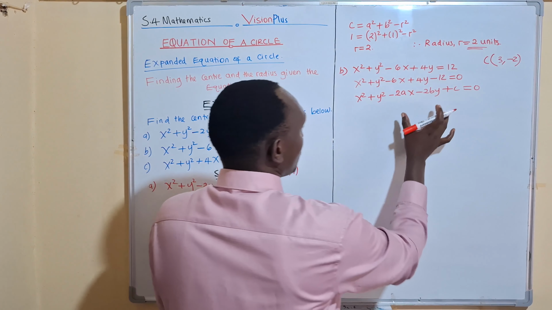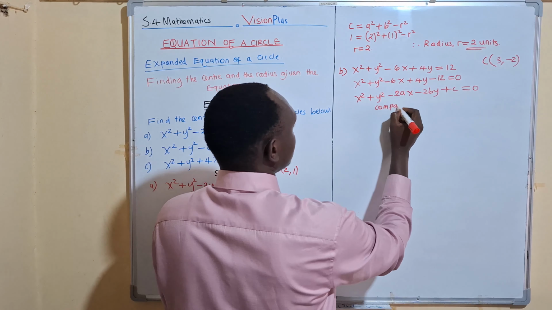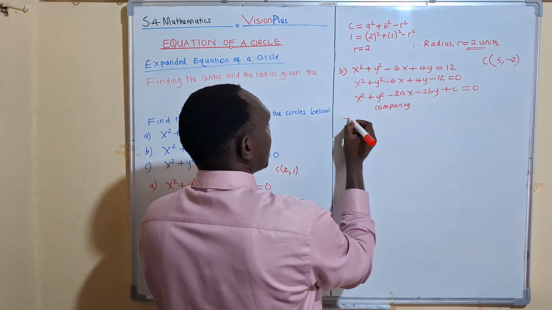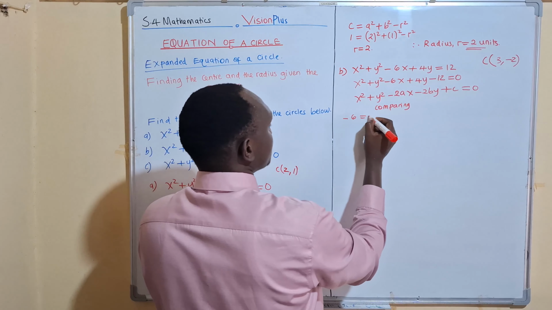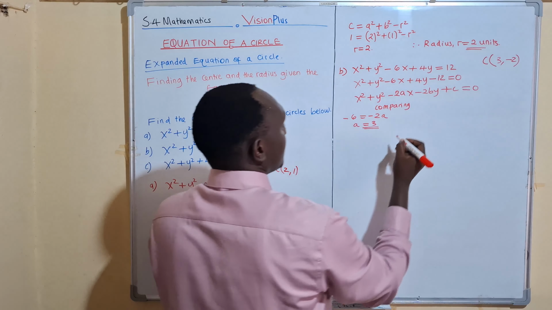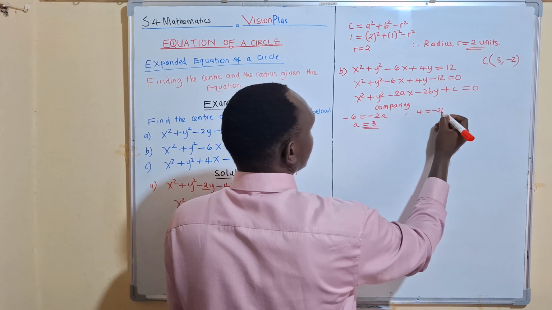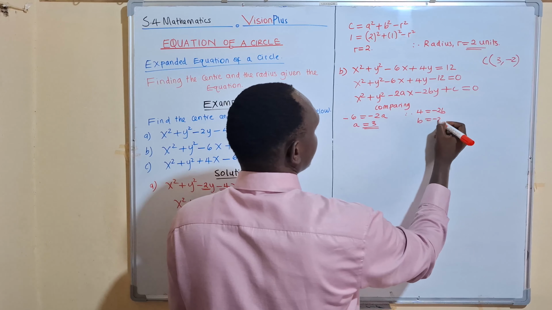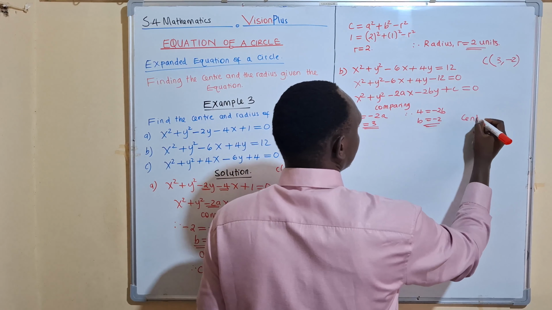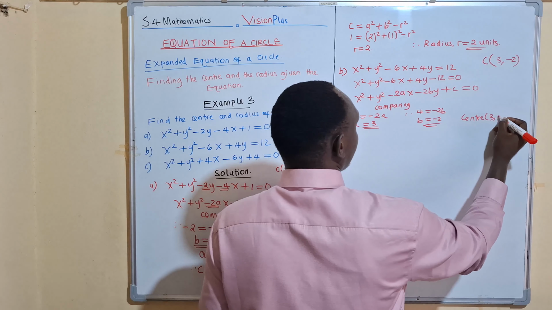So from here we go on to compare. That means comparing, you see that negative 6 corresponds to negative 2a. Negative 6 equals negative 2a. That means a equals 3. And then again also 4 corresponds to negative 2b. That means b equals negative 2. Simply like that. Therefore now the center is what? It is a = 3 and b = negative 2.